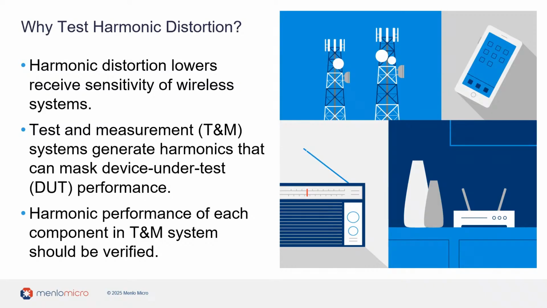Any test and measurement equipment that is used to test components that have these low harmonic distortion requirements must have even better performance than the device under test, because any harmonic distortion generated in the test system would mask the performance of the device under test. Each component in that test and measurement system should be verified for having low harmonic distortion.